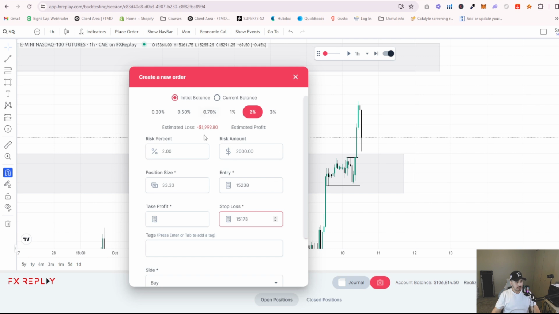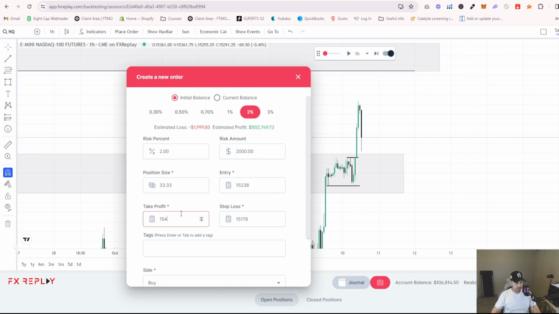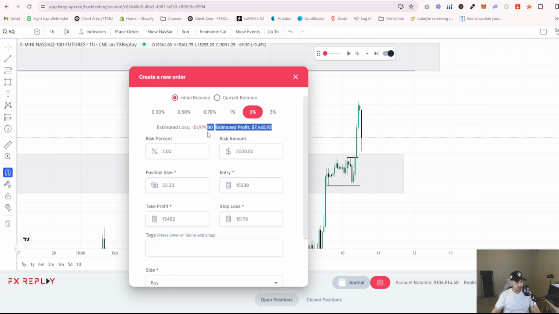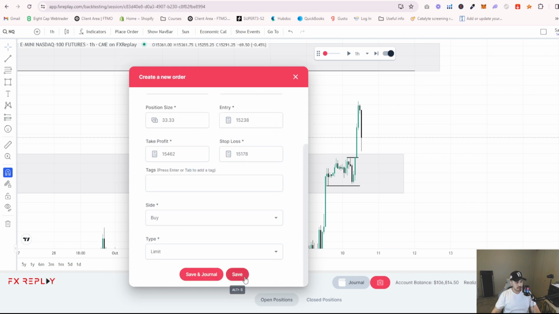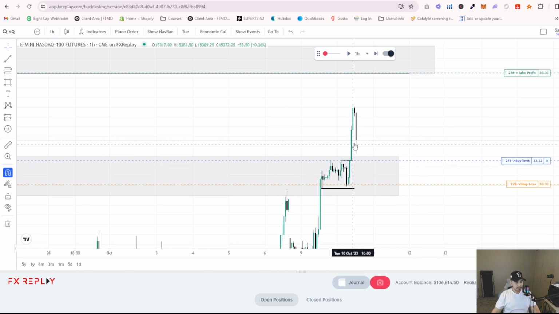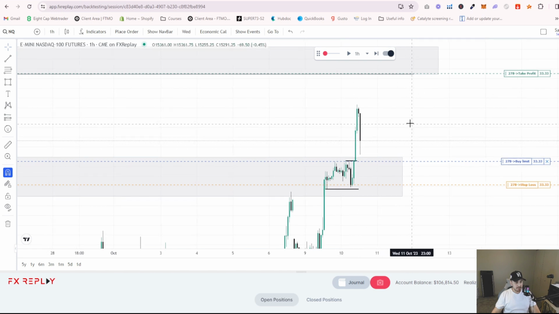Boom. And then our take profit is going to be the daily fair value gap, which is 15,462. This is a pretty good risk to reward, if I say so myself. So this is a pretty deep retracement. If we get tapped into that, that'd be wonderful. So we're about halfway done with Tuesday session.